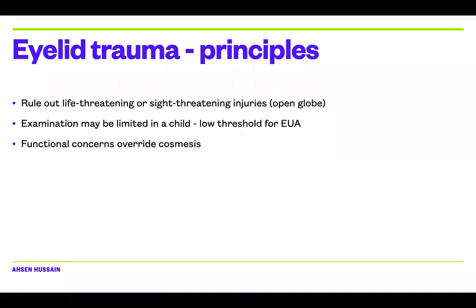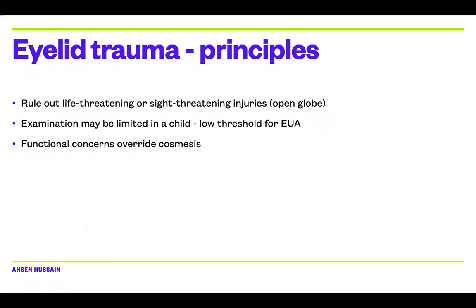Always remember that your functional concerns override cosmesis. So the critical thing, first of all, is to get a good history. Of course, in situations where a child has had an injury that's unwitnessed or a patient who's had a self-inflicted trauma, that history is somewhat unreliable.